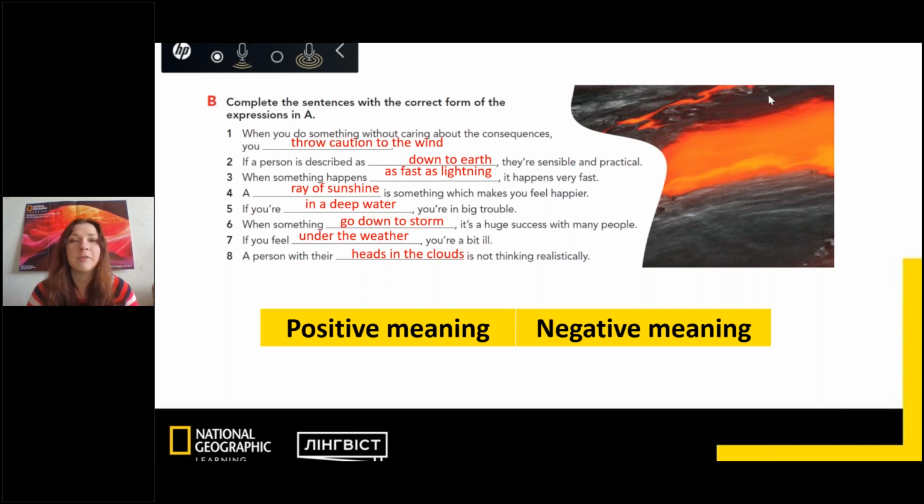Again, yeah, nothing could be positive. It depends on the situation. So both. A ray of sunshine. What about this one? Is it positive? Go down a storm. What about this word? To have a huge success. So go down a storm, I would say, has positive meaning, and most of you say the same. Great.